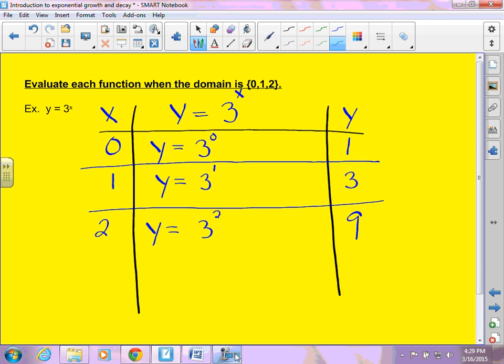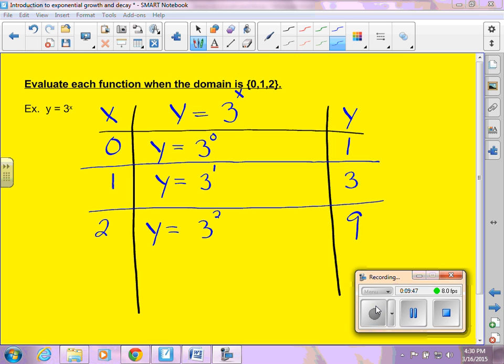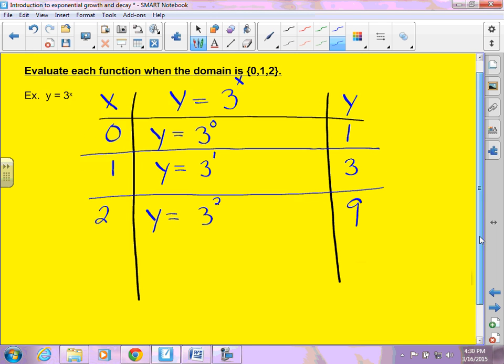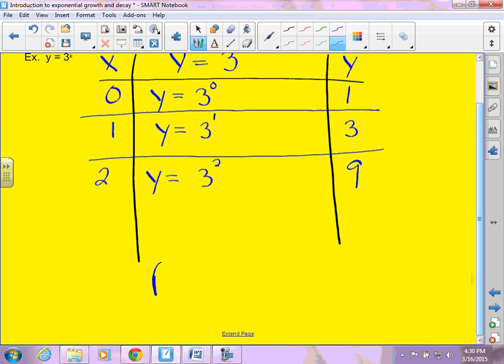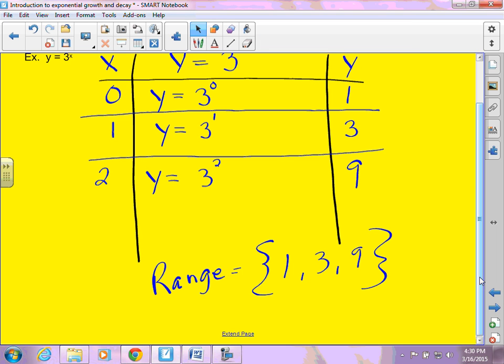Now, when they ask us to evaluate, remember that means solve. And so you'll notice the domain was given to you a certain way. You need to make sure that your range is also given to you a certain way. So it's 1, 3, 9. You need to make sure it's in that order. Again, very similar to the linear equations. It's just rather than a linear equation, it's exponential.